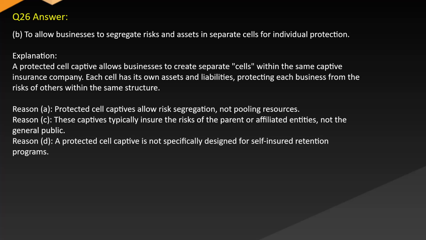Reason A. Protected cell captives allow risk segregation, not pooling resources. Reason C. These captives typically insure the risks of the parent or affiliated entities, not the general public. Reason D. A protected cell captive is not specifically designed for self-insured retention programs.